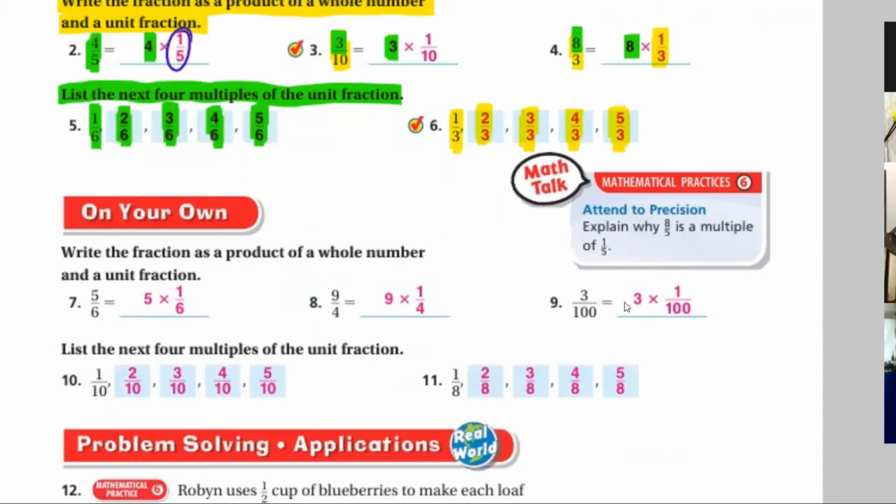Okay, number 7. Let's read the question first. Write the fraction as a product of a whole number and a unit fraction. So first we put the 5. And then it will be 1 over 6, because the denominator here is 6, right, Ryan? Do you understand that, man? Okay, thank you so much, Ryan.